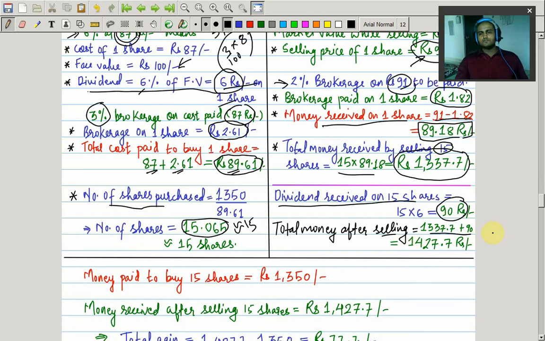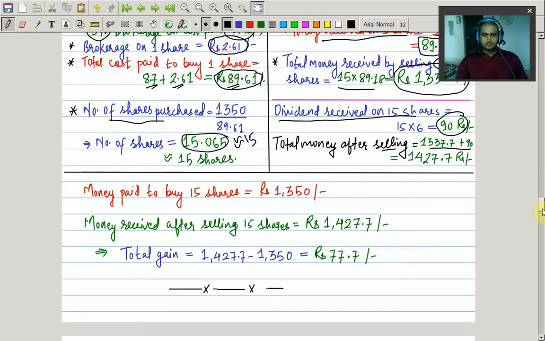So 1427, add it, 7 paisa. So money paid to buy 15 shares is 1350 rupees. Money received after selling 15 shares is 14,027 rupees and 7 paisa. So total gain, just subtract these two numbers. So this is your gain.